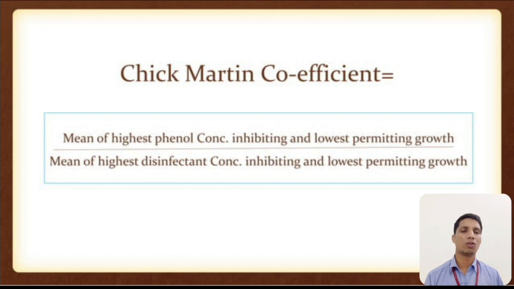Then the Chick-Martin coefficient is calculated, and it is interpreted like the phenol coefficient. If it is less than 1, the disinfectant is more effective. If it is more than 1, it is less effective.